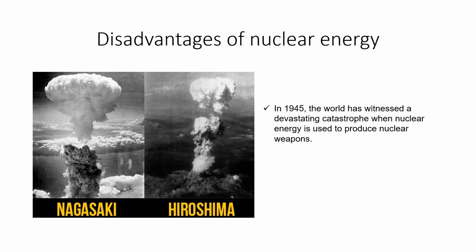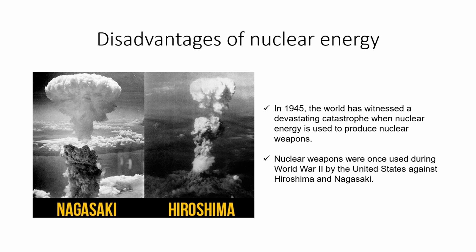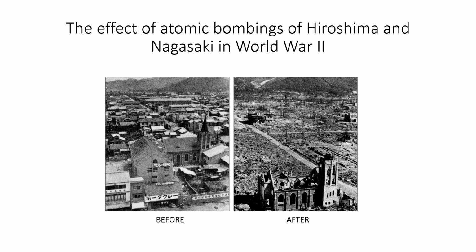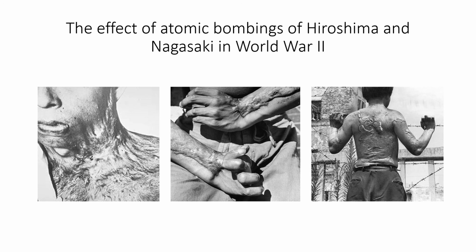In 1945, the world witnessed a devastating catastrophe when nuclear energy was used to produce nuclear weapons. Nuclear weapons were used during World War II by the United States against Hiroshima and Nagasaki. These images show the effect of the atomic bombings of Hiroshima and Nagasaki in World War II. Many of the survivors of this bombing suffered the effects of radiation as a result of the atomic bombing.